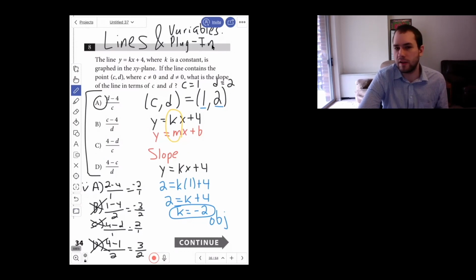Plug-in is a really awesome way to tackle this difficult lines question. Remember, when we're dealing with lines, y equals mx plus b is what we want to think about. And when we're dealing with plug-in, the process should be pretty similar every time. Good luck, everyone.